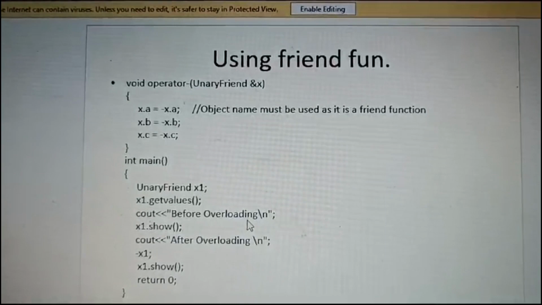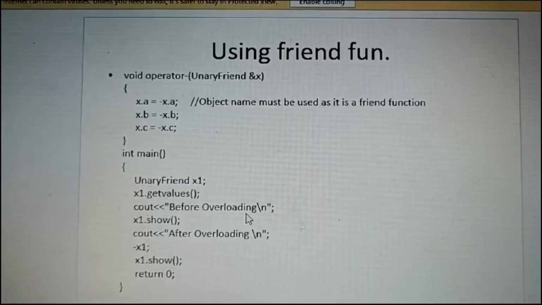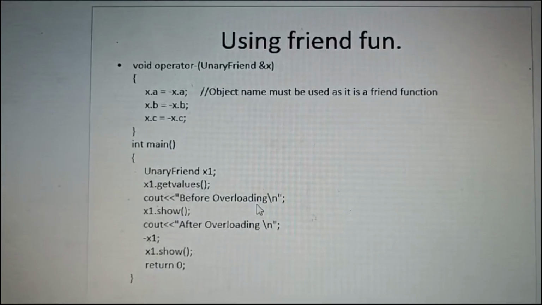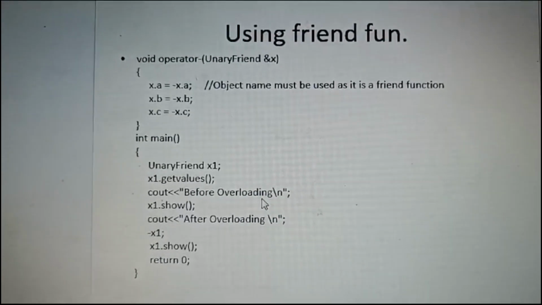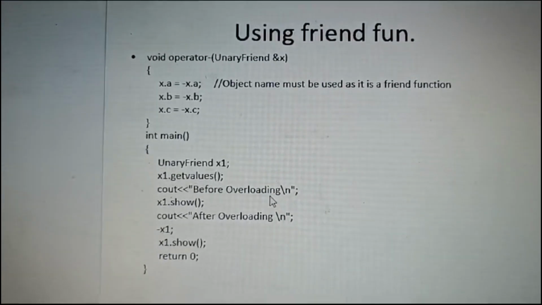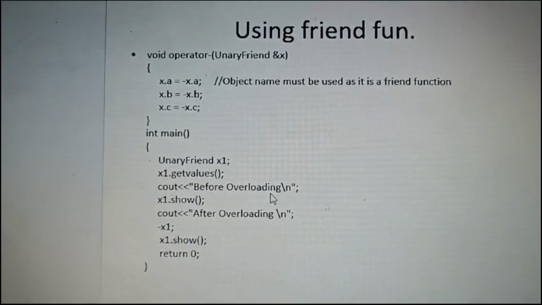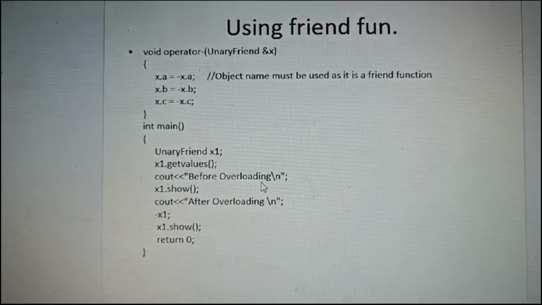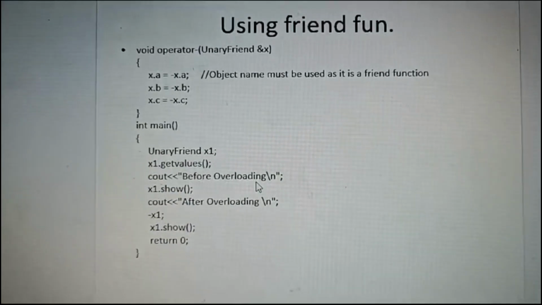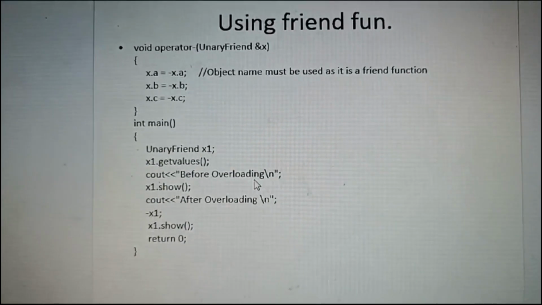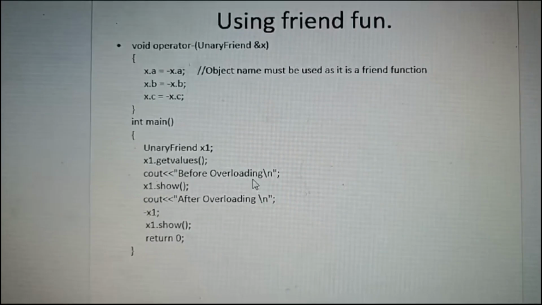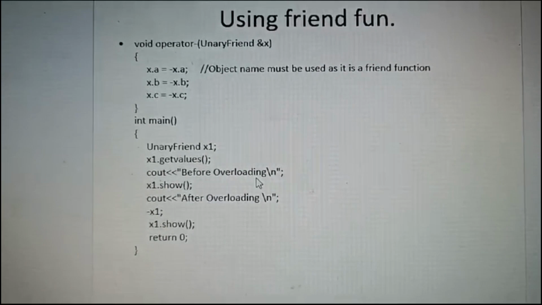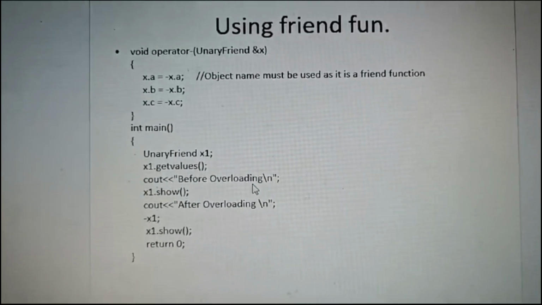The x1 dot get values function will be called. So the positive values will be shown over here when we call the function x1 dot show. After that, we are overloading by using the operator overloading function, the unary friend function. We are calling it over here by using the statement minus x1. So this function, operator minus unary friend function, will get called, and all the values will become negative. Then we call the x1 dot show function again to check the output.